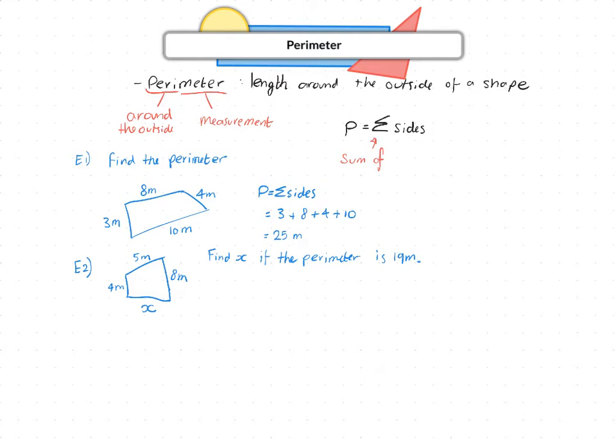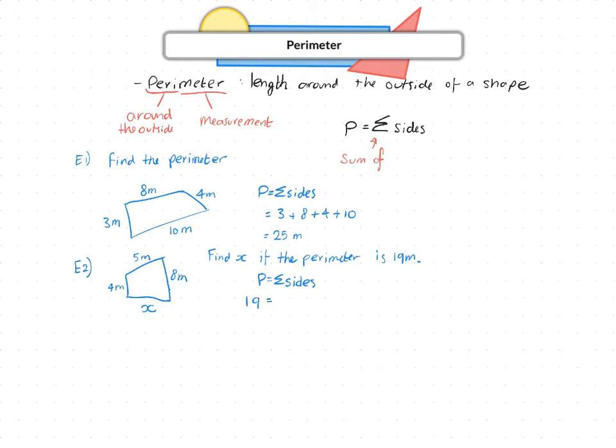Now, you could probably look at this and already solve it straight off your head, but we're mathematicians, we like being organized. So I'm still going to follow the same process of writing the rule, substituting in, and then we'll do whatever we need to do to solve it. So the rule is perimeter equals sum of the sides. And in this case, we know the perimeter. We know that they all need to add up to 19.